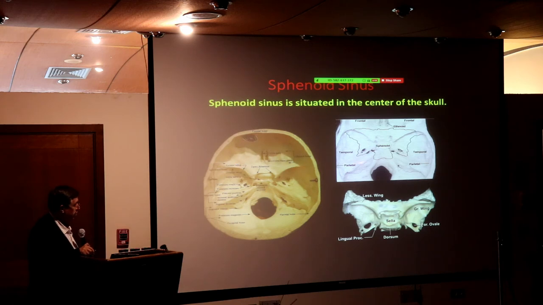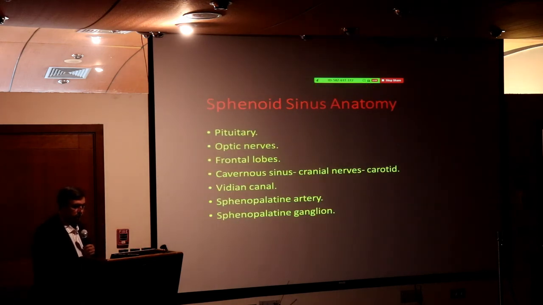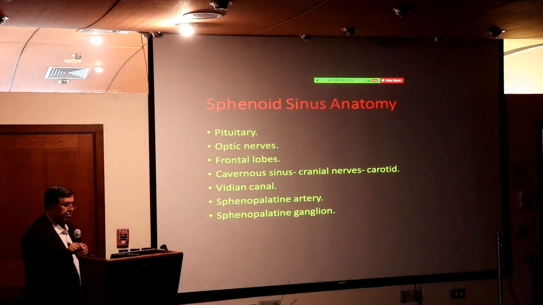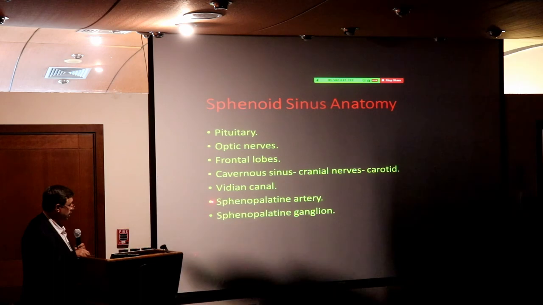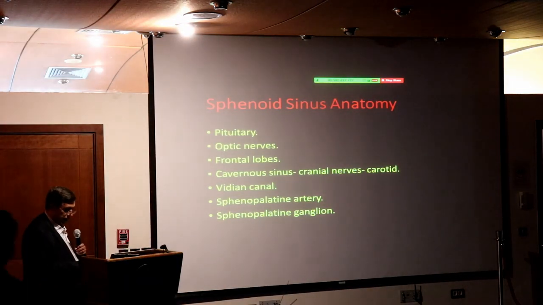So this is the skull as a whole. This is just showing the sphenoid bone, which is composed of a body, a lesser wing, a greater wing, and two legs, the so-called pterygoid plates. It is surrounded by very important structures. And to deal with the sphenoid sinus, you have to know the relationship with all these important structures: pituitary, optic nerves, frontal lobes, cavernous sinus with its contents, the median canal, the sphenopalatine artery, sphenopalatine ganglion.